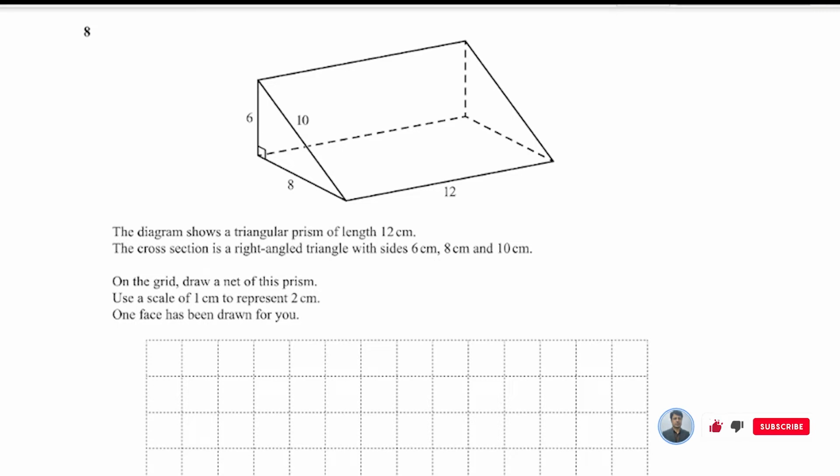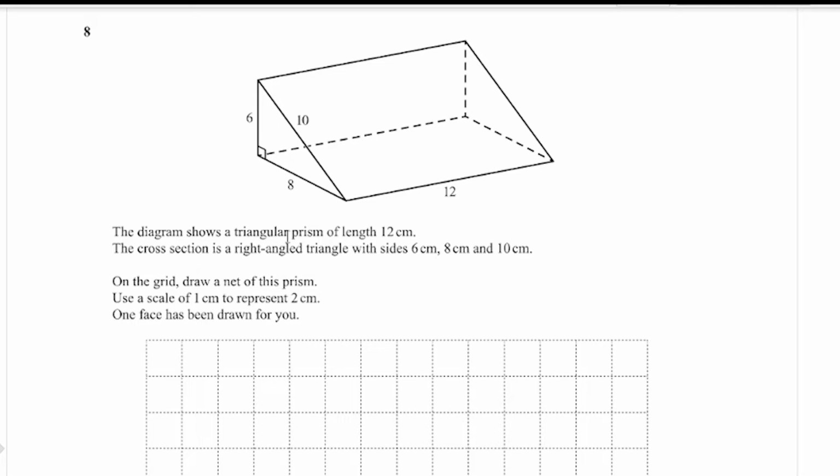Question number 8 has been given here. The diagram shows a triangular prism of length 12 centimeter. This is the length of this rectangular face of this triangular prism, and that is equal to 10 centimeter. This length, which is the hypotenuse, is equal to 10 centimeter. The height of this prism is equal to 6, and the breadth of the rectangular face of the prism is equal to 8 centimeter.